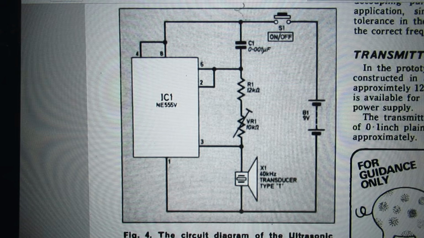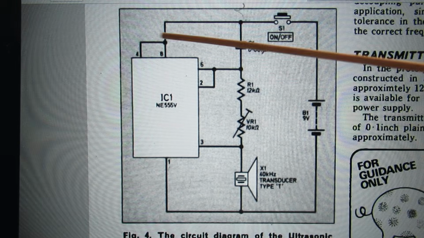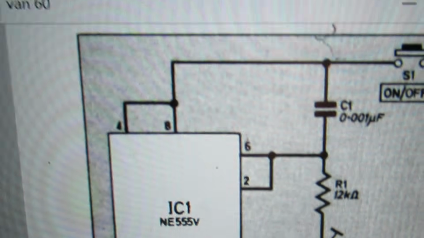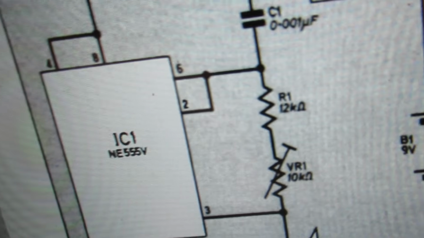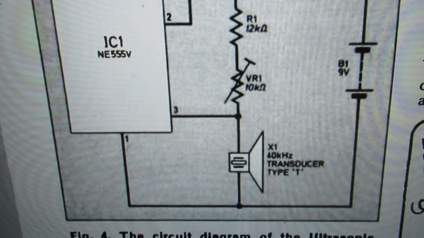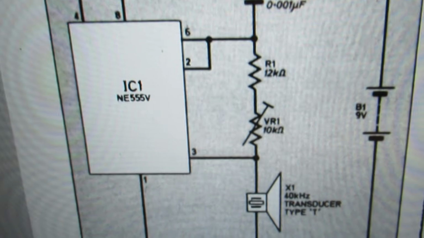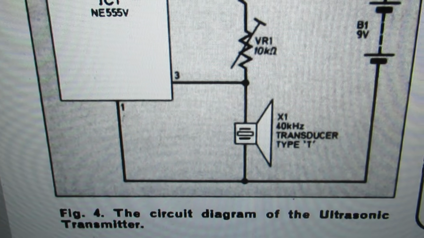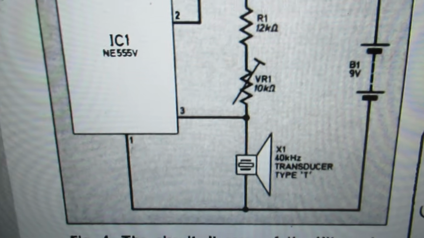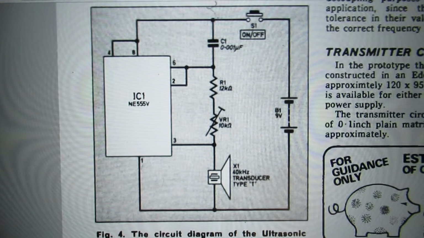What's this? Ultrasonic transmitter. Well, that's a good idea. You can make it with a 555 chip. Pin connections are indicated here. So this is 4, 8, 6, 2, 3, 1, and here you need a typical ultrasonic transducer, and that is in general a crystal with a kind of cone connected to it, and it has an endless impedance.